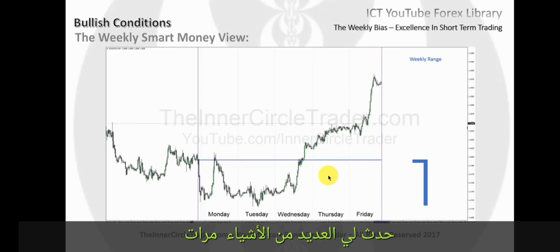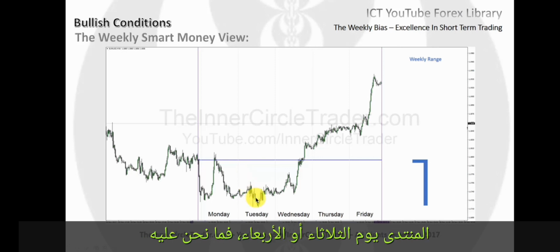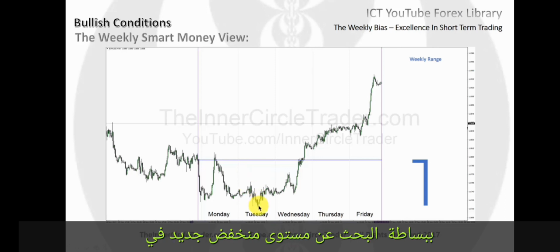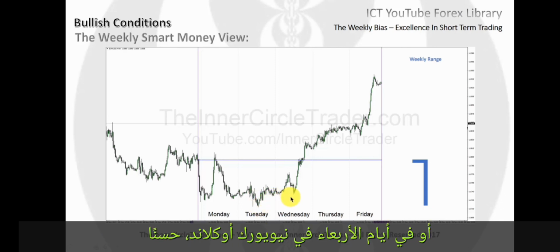That's going to happen. It's happened to me many, many times, and it does not undo the effectiveness or the validity behind the setup. There's going to be an imperfection in your trading, so you have to permit that, okay? But if we're looking for the low to form on Tuesday or Wednesday, what we're simply looking for is a new low in the week, preferably on Tuesday's London Open or Wednesday's New York Open, okay, between those two reference points.